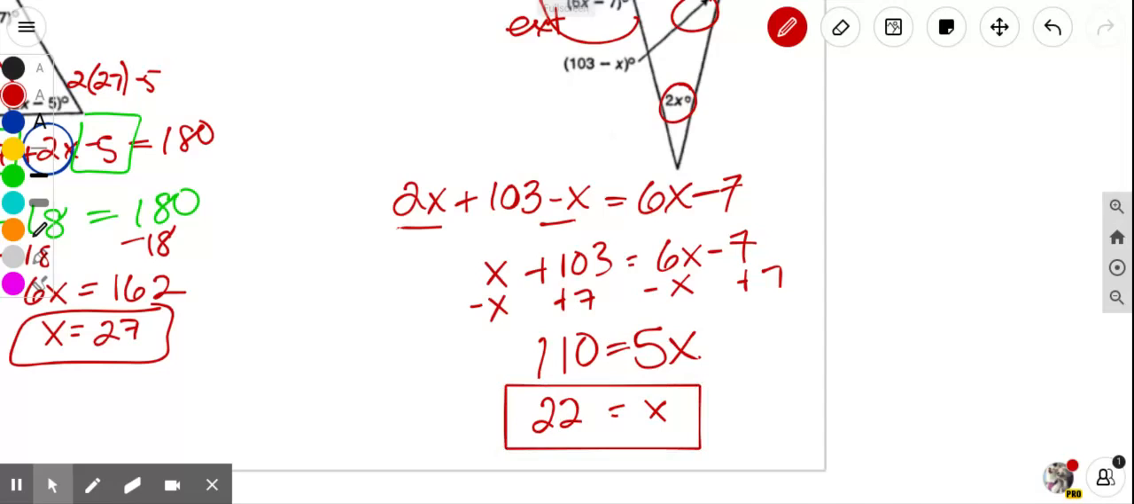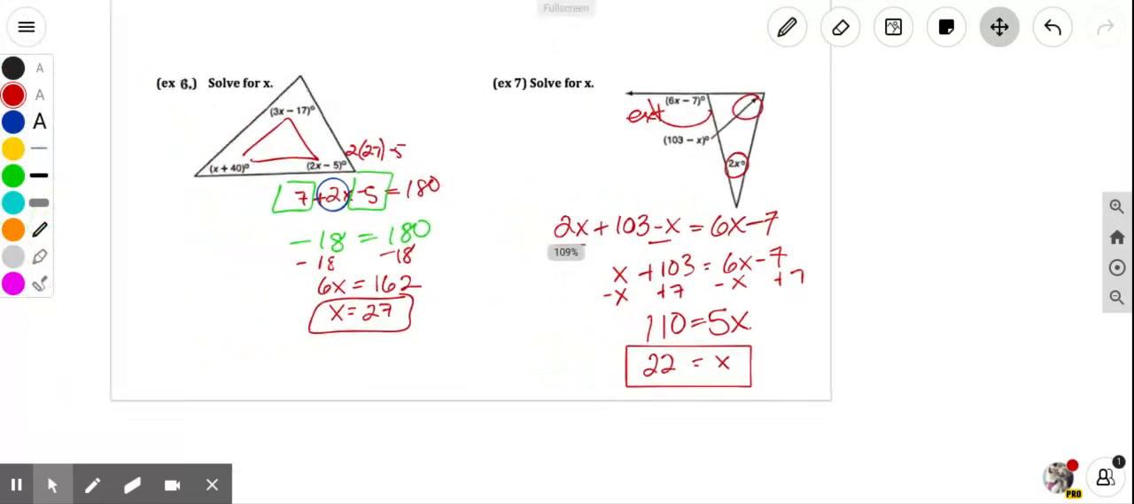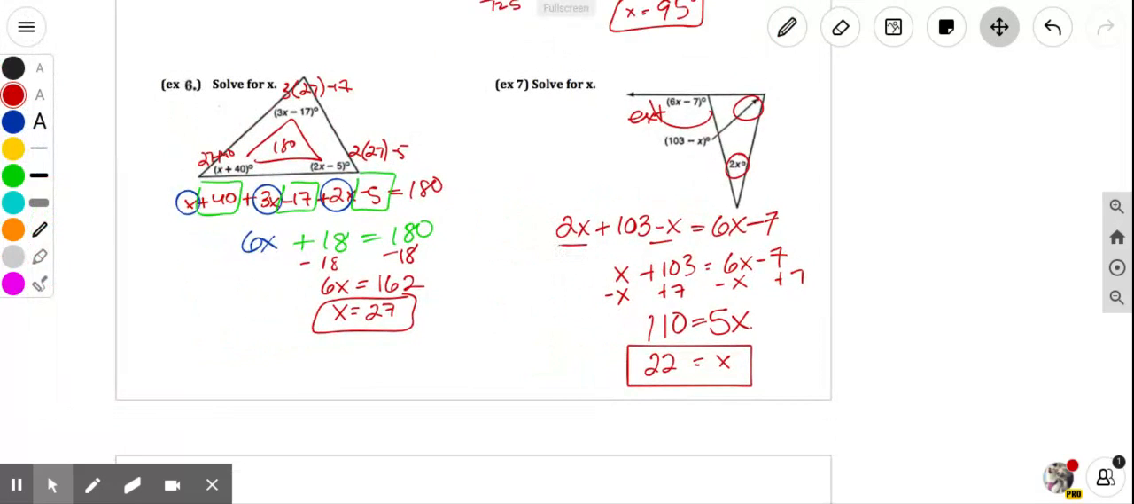And so that's what you do when you have algebra instead of just numbers. You just set up an equation to represent the situation. Either you have all interior angles, like example 6, where you add them to 180, or an exterior angle and two remote interior angles, like example 7.